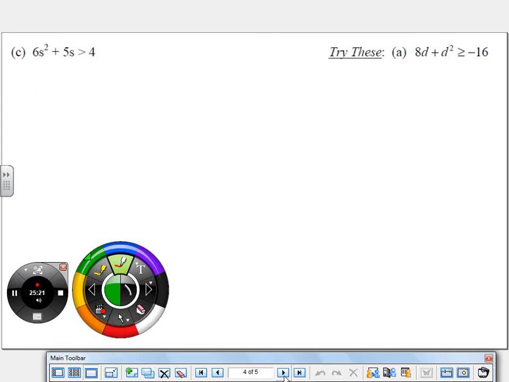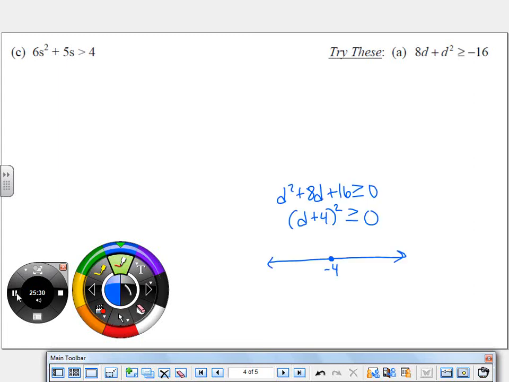All right. I want you guys to do the try these part A. So I want you to do that one. The 8d plus d squared is greater than or equal to -16. Okay, so if you got everything on one side and you factored, you should have seen that it was a perfect square, which meant you didn't have two key values as zeros. You only had one. Is that okay with everybody? So I factored it. -4 would be my key value. Now, this can be quick considering that it's squared. If I plug in any numbers less than -4, plug them in and it gets squared, what do I get? Positive or negative?